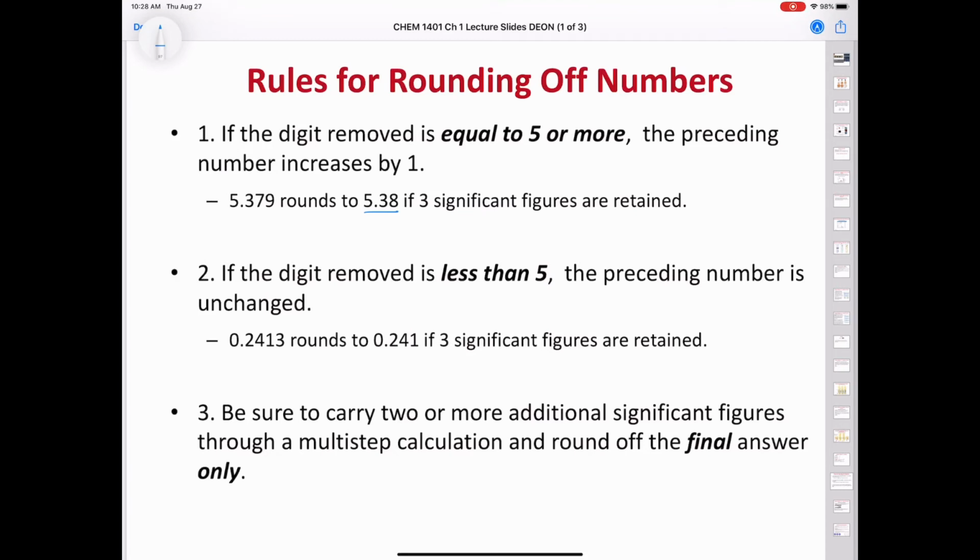If the digit removed is less than 5, so if it's 0, 1, 2, 3, 4, then the preceding number is going to be unchanged. So if I have this number here, 0.2413, and I want to express that to 3 significant figures, if I want to drop the 3, since 3 is less than 5, the number 1 is not going to change, and I end up with 0.241 in my 3 significant figures. Be sure to carry 2 or more additional significant figures through a multi-step calculation, and always do your rounding off at the final answer only.